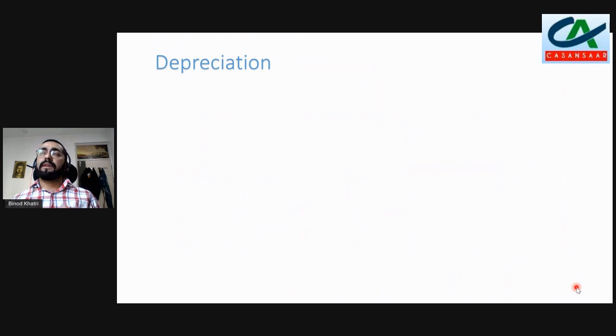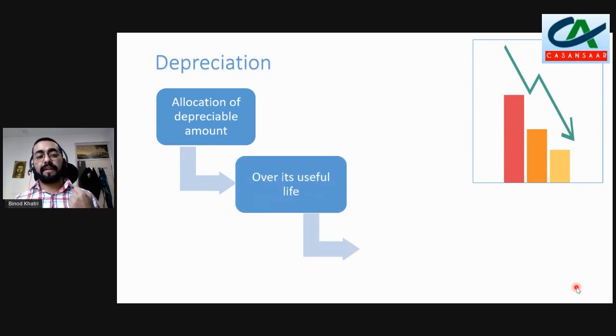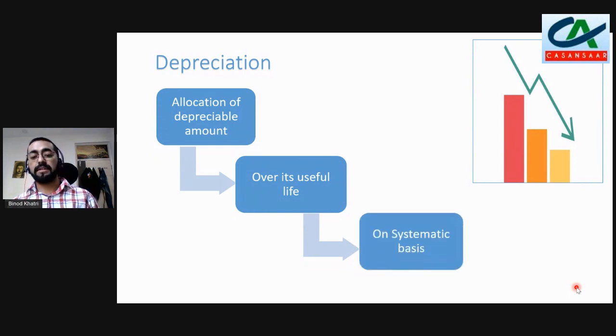Now we have covered the definition, recognition criteria, and measurement, under measurement, initial measurement and subsequent measurement. Now let's talk about depreciation. After recognizing the asset, we need to charge depreciation. Depreciation is nothing but the allocation of the depreciable amount. Allocation of the depreciable amount over its useful life on a systematic basis is the definition given by IAS. Now let's talk about what the depreciable amount is. Depreciable amount is cost minus residual value.